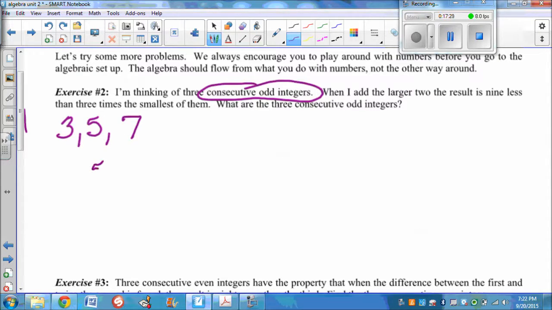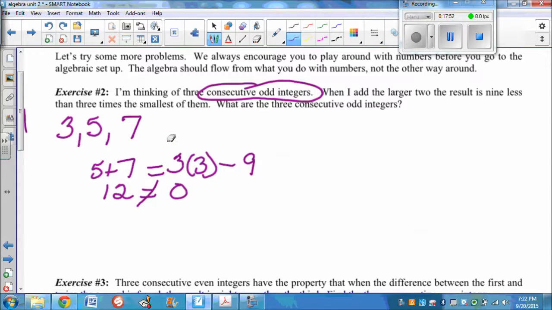When I add the larger 2, so 5 plus 7, the result is 9 less than 3 times the smallest of them. 9 less, 3 times the smallest of them. 3 times 3. So let's say this is 12. 12 minus 9 is 3. So 3, 5, 7 is certainly not my choice. I don't know, I might go to 7, 9, 11.